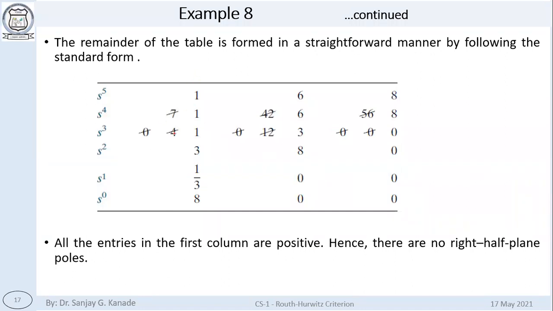What has happened when we complete this table, what we get, the first column has no sign change. What it indicates, remember again now one thing, that the number of sign changes in the first column indicates the number of roots on the right half plane. It does not actually say that all the roots are on the left hand side. Are you getting the point?